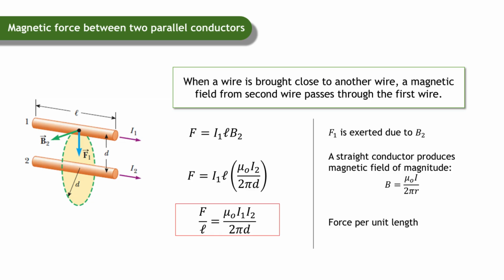Next, we explore the magnetic force between two parallel conductors, which occurs when the magnetic field from one wire passes through a nearby second wire. By substituting the standard field formula for a straight wire into our magnetic force equation, we derive the force per unit length. This equation, F/L equals μ₀I₁I₂/2πd, shows that the force depends on the product of both currents and the perpendicular distance d between the wires.